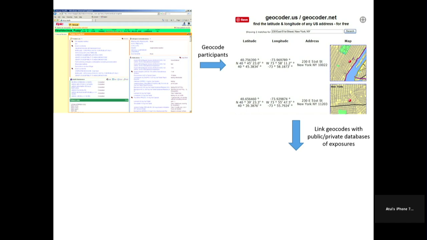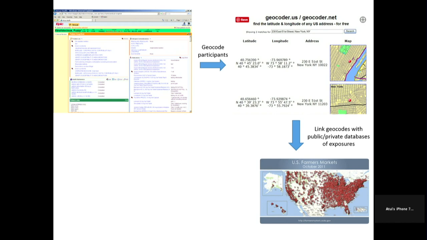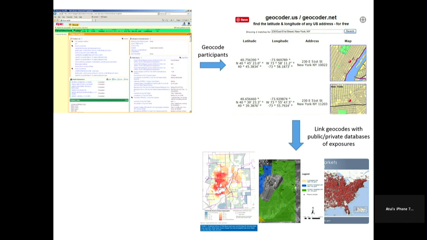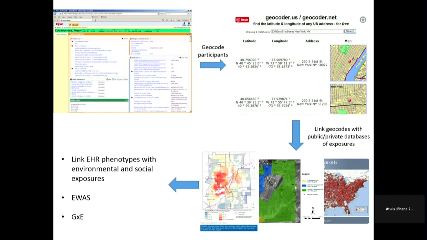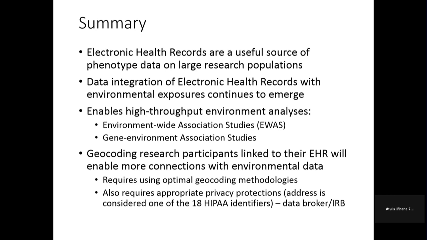Things like access to different types of food, whether it's fresh food or fast food, exposure to air pollution and water pollution. There are lots of databases that we could link the data to, and then we could do our analyses with the clinical data, the environmental data, and the genetic data. However, the issue that has already come up is privacy. Address is a HIPAA identifier, and so you do need to have either a data broker or the right IRB protections in place.